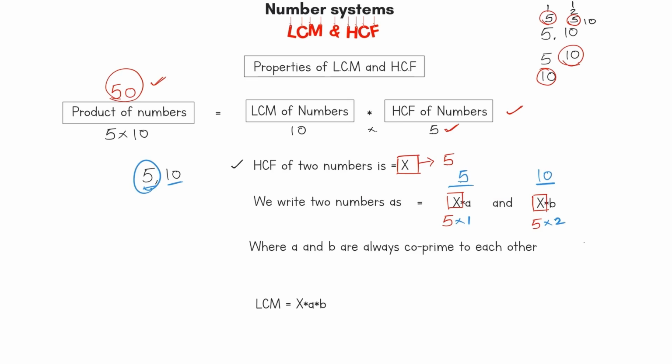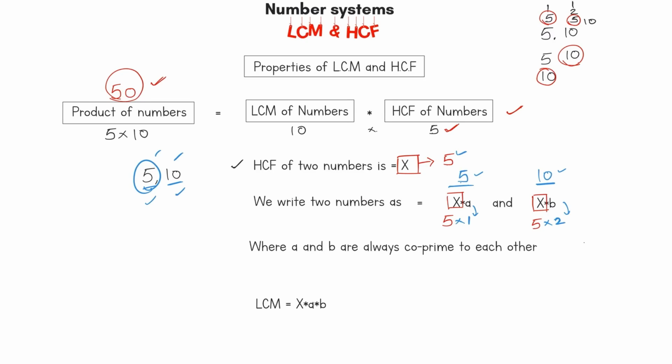Correct. So I took two numbers, 5 and then 10. HCF was 5. I wrote one number as 5 into 1, which is 5, and now here my a is equal to 1. I wrote the other number as 5 into 2, which is nothing but 10. That is my other number 10. And quite a logic: if I have an HCF, I have to multiply it by some number to get that actual number, right? And that's what I do here.